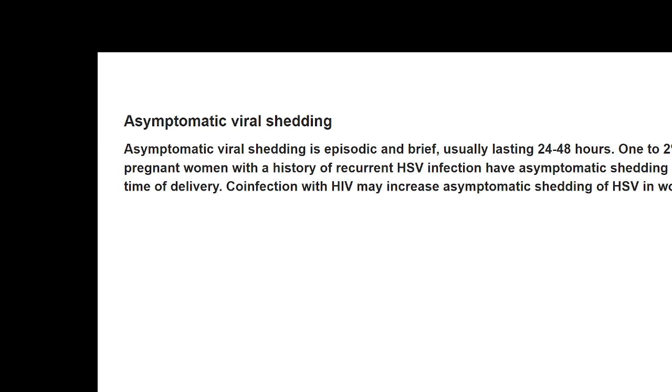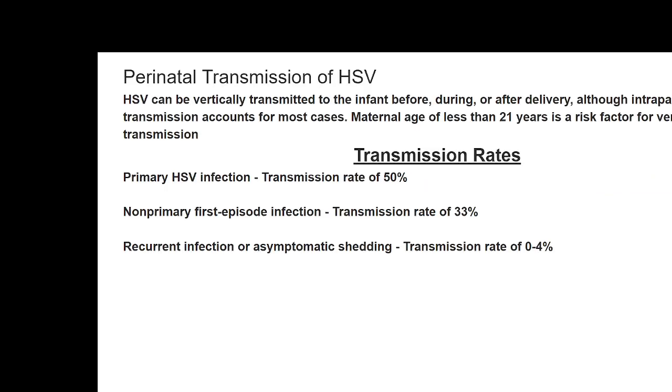Then asymptomatic viral shedding. This is another crucial issue. The patient may have no symptoms, but may have viral shedding, usually lasting 24 to 48 hours per episode. 1 to 2% of pregnant women with a history of recurrent HSV infection have asymptomatic shedding at the time of delivery, and co-infection with HIV may increase the asymptomatic shedding of HSV in women. That's about the risks. Perinatal transmission of HSV, that is, transmission of HSV to the fetus, is one of the major risks involved and one of the more troublesome issues.